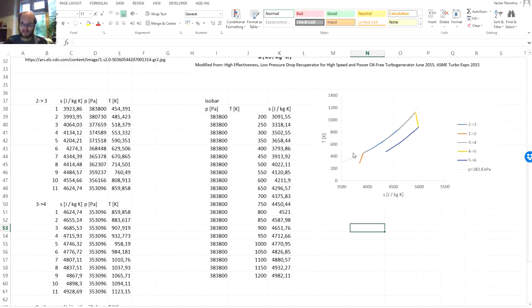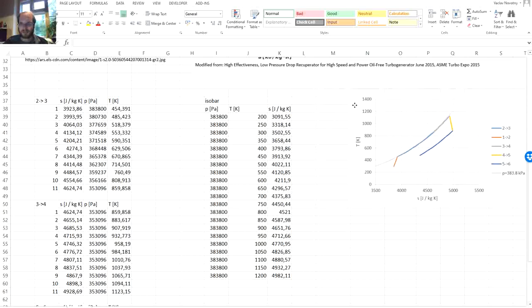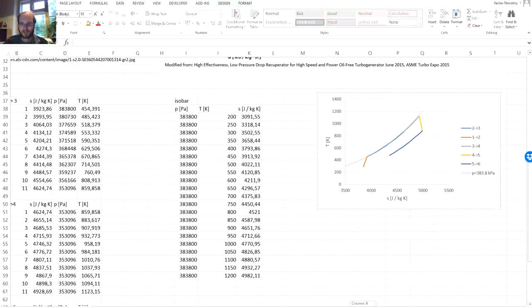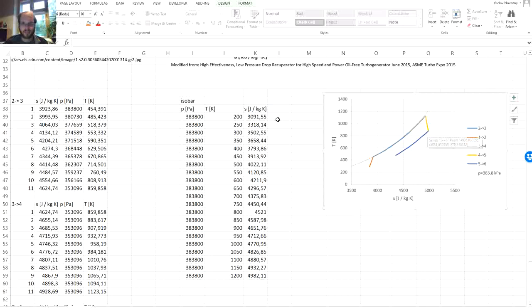Okay, so here we have the isobar at this pressure at the compressor outlet, and we can see that due to the pressure losses, the pressure is gradually a little bit decreasing below this pressure level. We can do the same also for the ambient pressure, for example, or maybe for this outlet pressure.